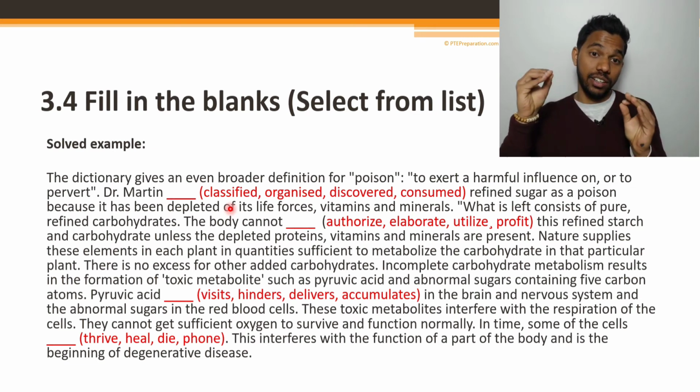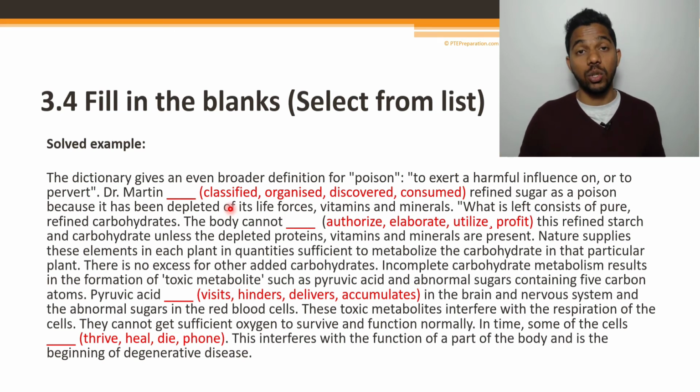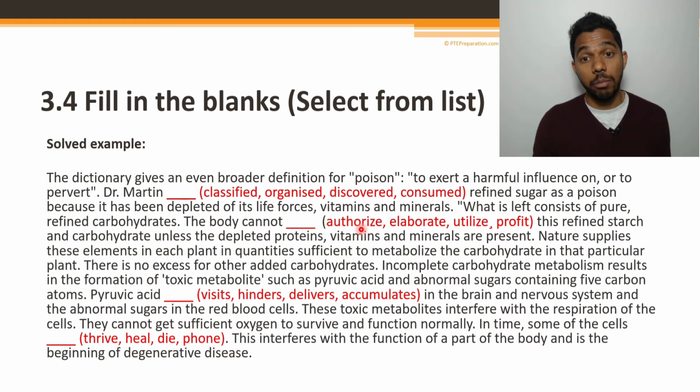Classifying is where you're putting it into a particular category, like how you classify animals and plants. So he's classifying sugar as a poison. What is left consists of pure refined carbohydrates. The body cannot blank this refined starch and carbohydrates unless the depleted proteins, vitamins, and minerals are present. So the body cannot authorize the starch and carbohydrates.